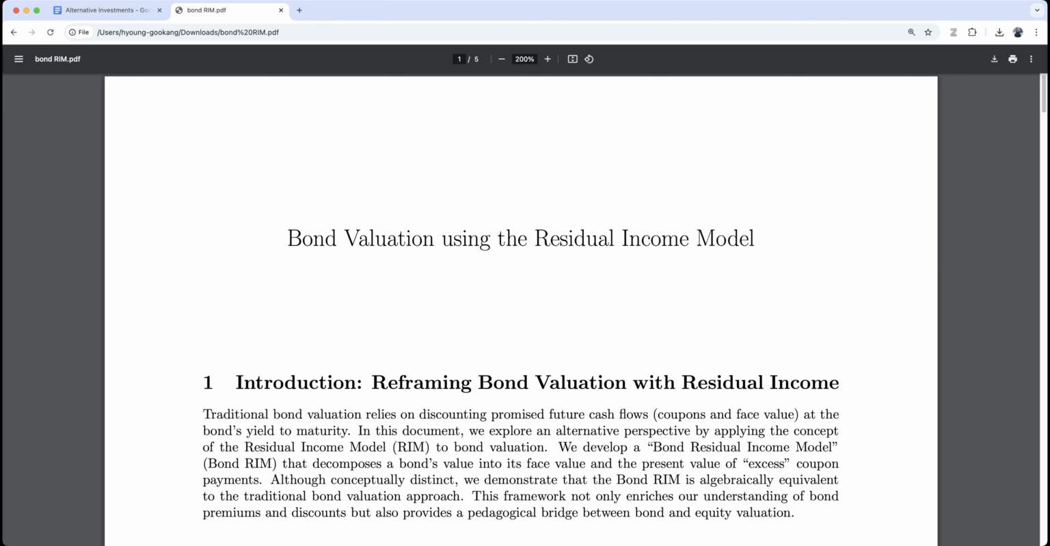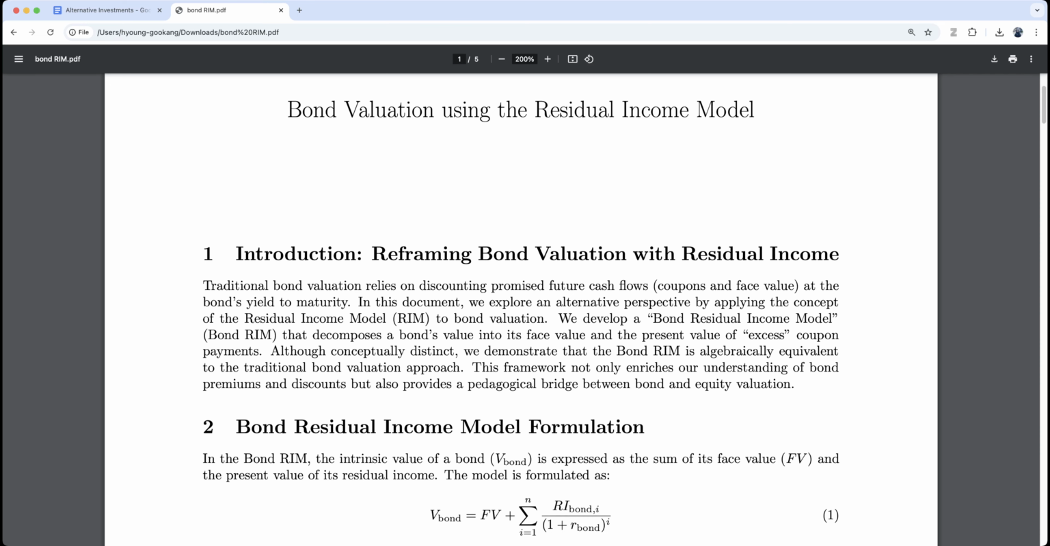Next, let's discuss bond valuation using the residual income model. Introduction: reframing bond valuation with residual income.